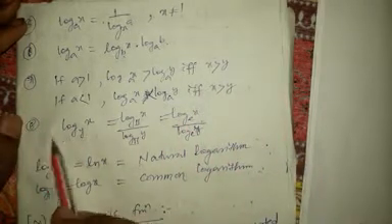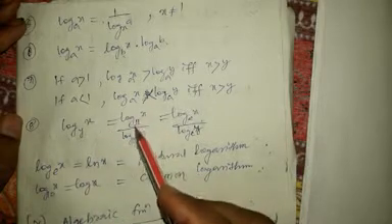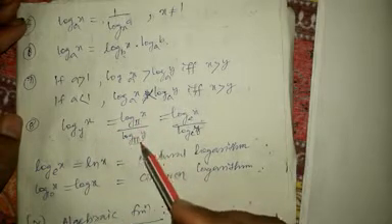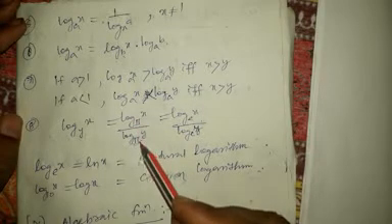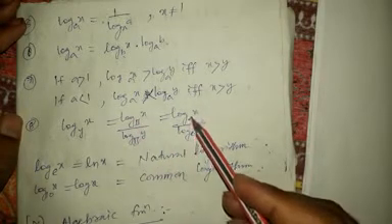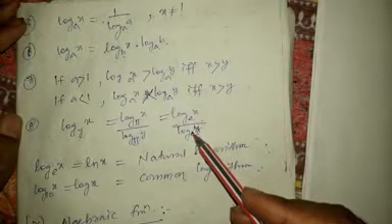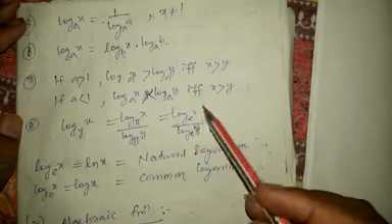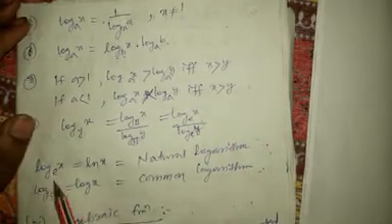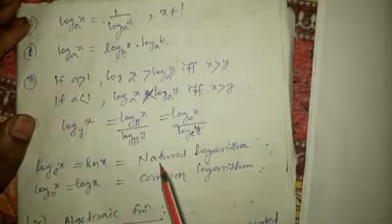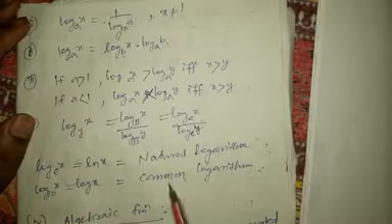Now another point: log x base y is equal to log x base something divided by log y base the same something. Whatever base is here, you also write here. If base e here, base e also. If base a here, it comes to a here, some base. So that is the base conversion method. Now log x base e is equal to ln x, that is natural logarithm. Log x base 10, that is log x, which is common logarithm.